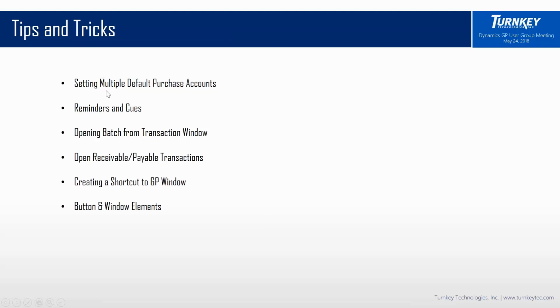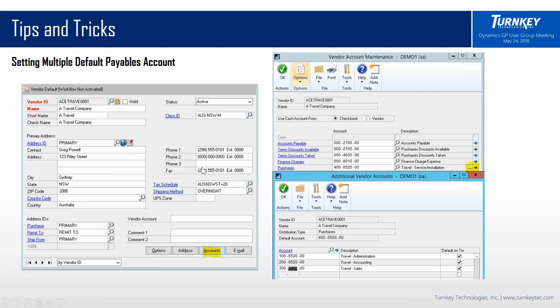So: setting multiple default purchase accounts, reminders and queues, opening a batch from the transaction window, open receivable and payable transactions. We'll go through that. Creating a shortcut for a GP window. And then I found buttons and windows elements. I found something on there I thought was kind of fun, so I thought I'd share that with you guys.